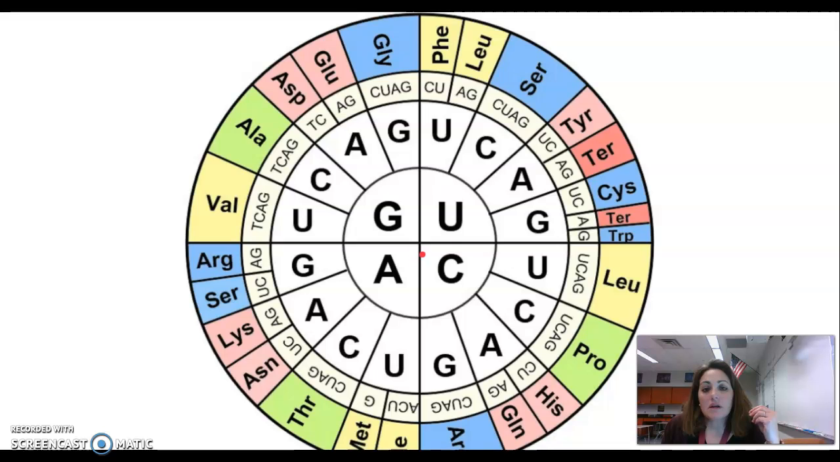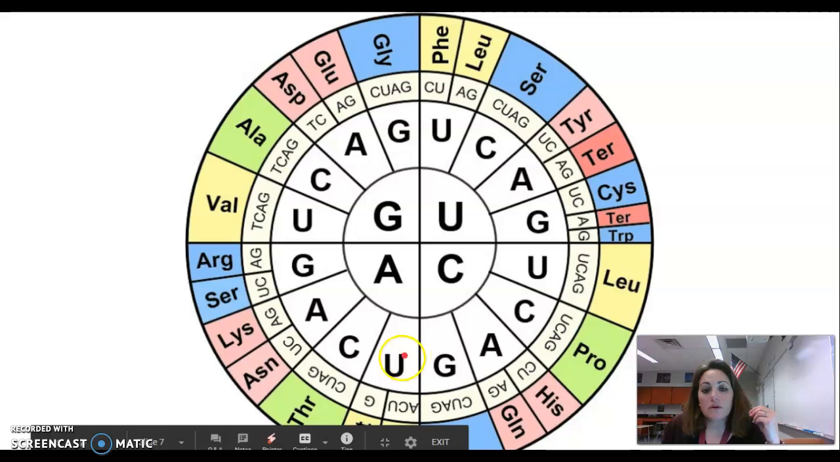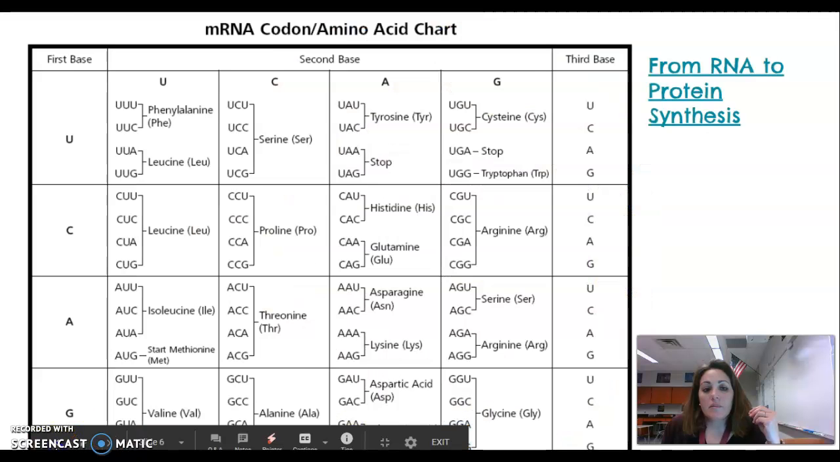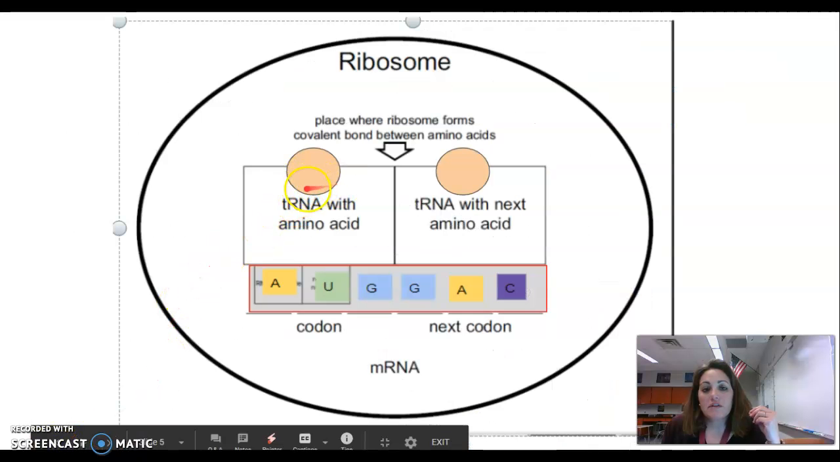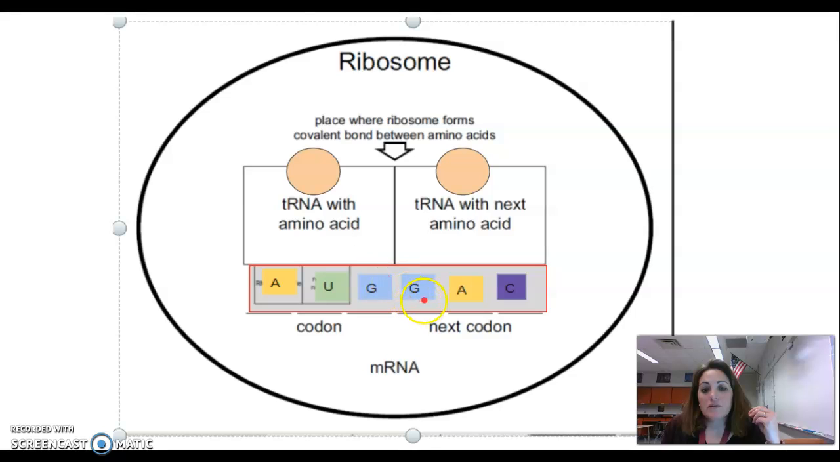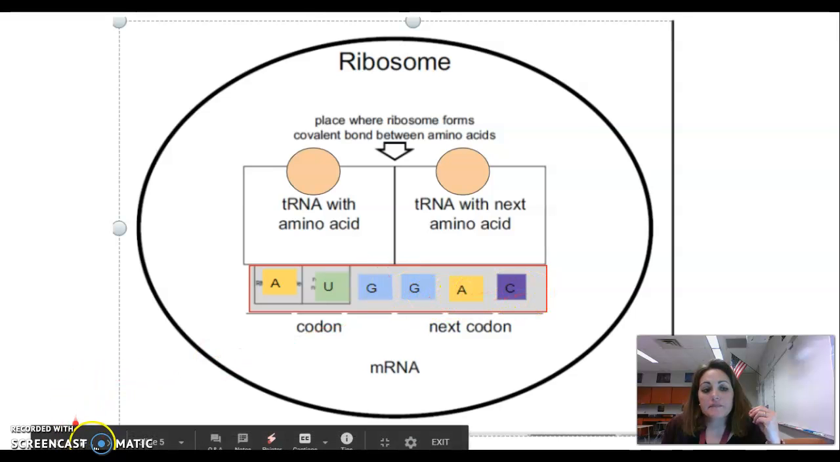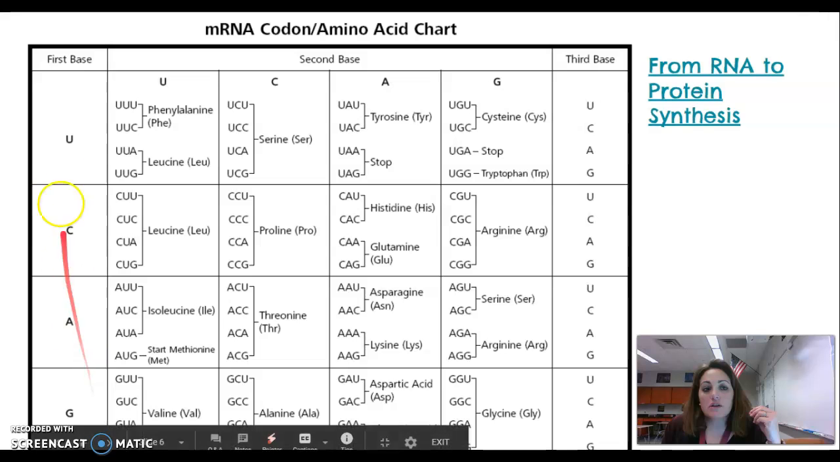We're going to start in the center. So A, U, G is going to be methionine, or MET. So if we would go back, this one would be methionine. So now if we do GAC, we can use the chart this time. G, the first base, the second base is A, and then we're going to make sure we're in the right row, which is the third base, is C.